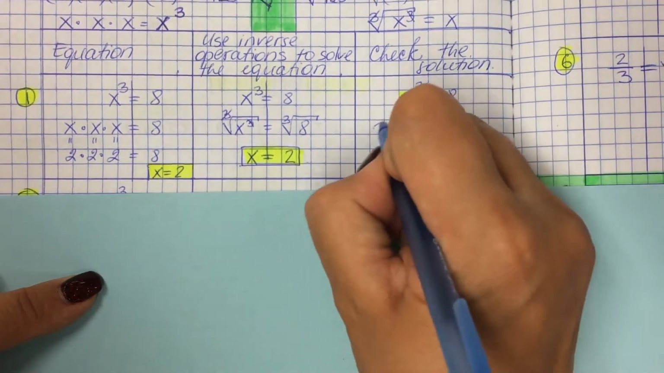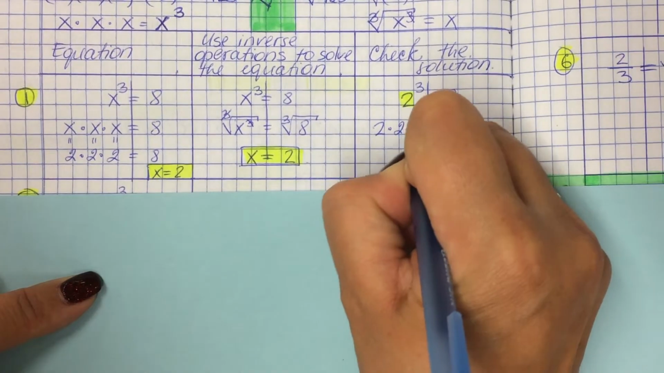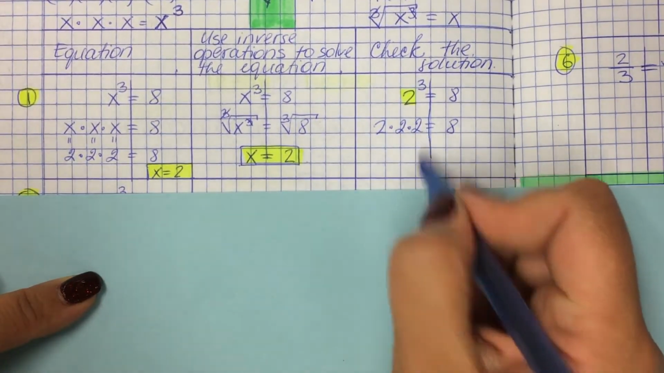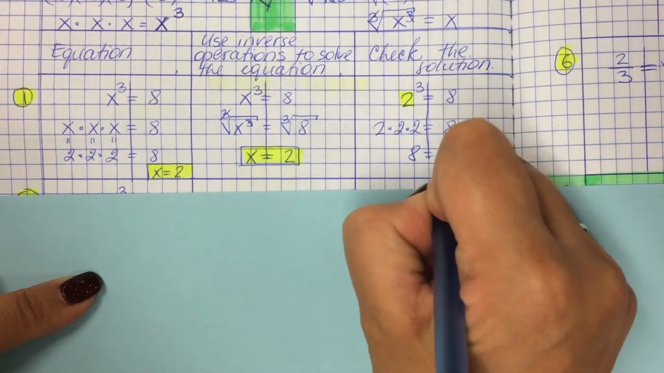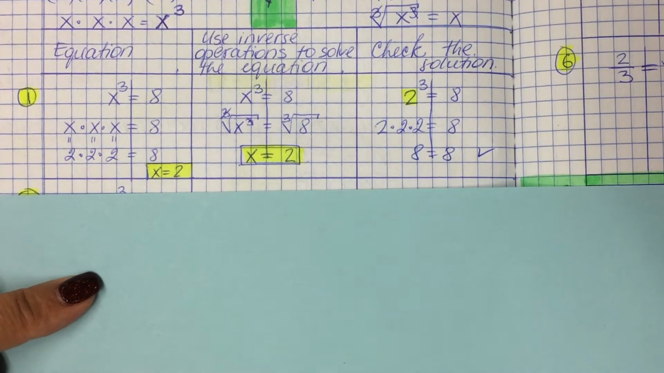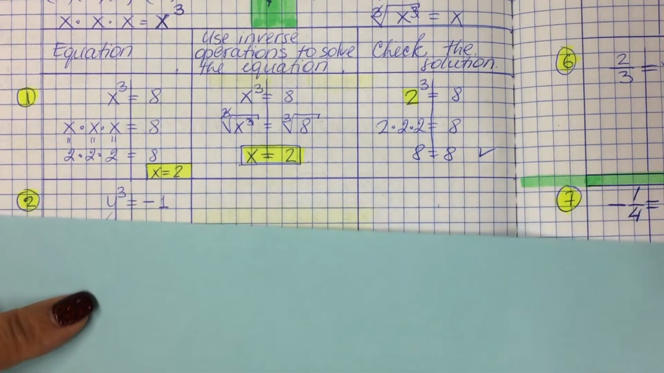2 to the third power means 2 times 2 times 2. And then 2 times 2 is 4. 4 times 2 is 8. Your solution makes a true statement in the given equation, so that makes it true.